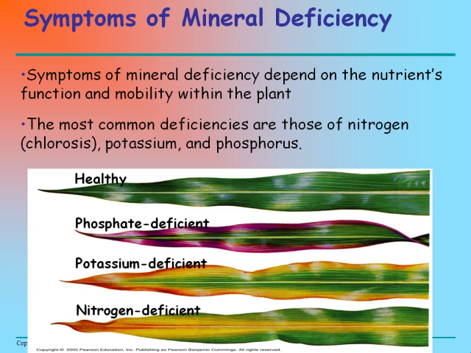Okay, these are symptoms of mineral deficiency in plants. The most common deficiencies are those of nitrogen, deficiency down here, chlorosis, potassium, and phosphate. In phosphate deficient plants, you can see this reddish type of margin developing, reddish purple on young leaves.